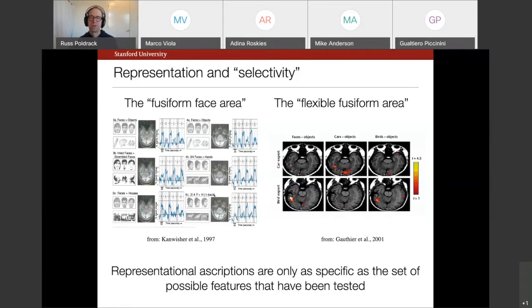And so they tried to ascribe a function that is really more about flexible processing of expert categories at a subordinate level. So the point here is that these representational ascriptions are really only as specific as the set of possibilities that have been tested.